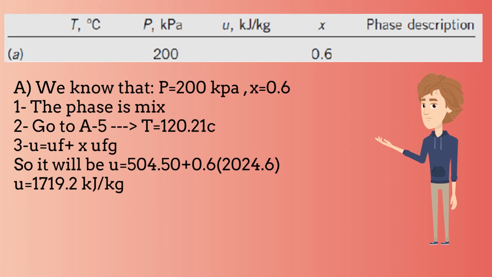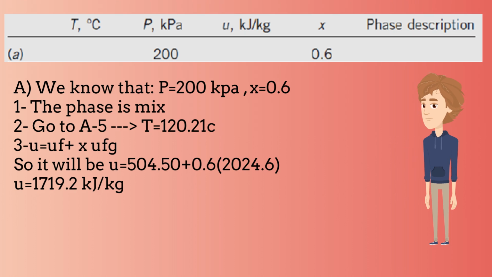In A, we know that P is equal to 200 kilopascal and x is equal to 0.6, which implies that 60% of the mass is in the vapor phase and the remaining 40% is in the liquid phase. Therefore, we will have a saturated liquid-vapor mixture, so we can call the phase mix. After that, we will go to table A5 and we will find T, which is 120.21 Celsius.